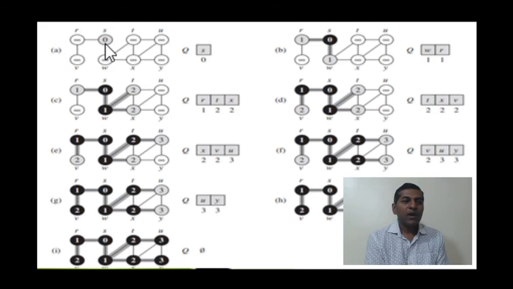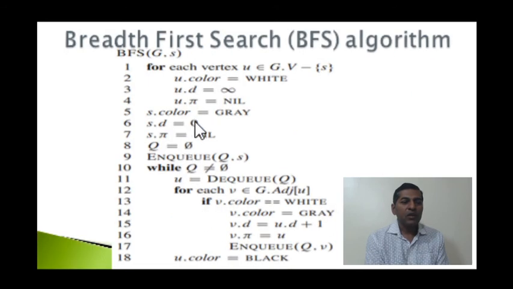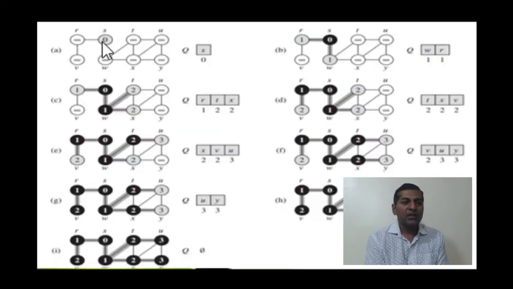So this particular vertex is the starting vertex, and its distance is made 0. We have made it gray and there is no predecessor to it. We also enqueued S, the starting vertex, into the queue. So these four steps we have done. The source is colored gray, 0 is the distance from the source, and S has been enqueued into the queue.